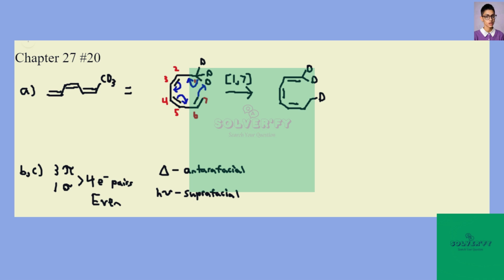And again, we did that just by determining whether we had an even or odd number of electron pairs. And we did that just by counting the number of bonds that are participating in this reaction. And it's 4, which is an even number. So thermal, antarafacial, photochemical, suprafacial. And that is the answer to chapter 27, problem number 20.